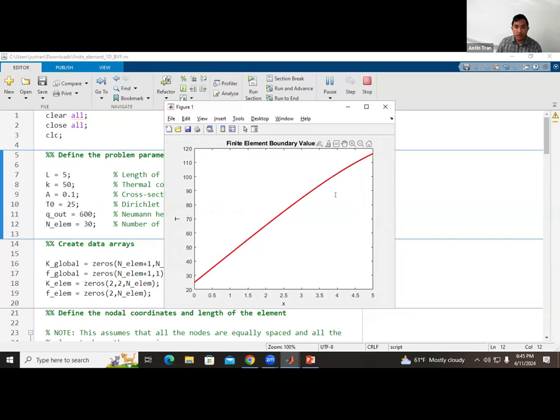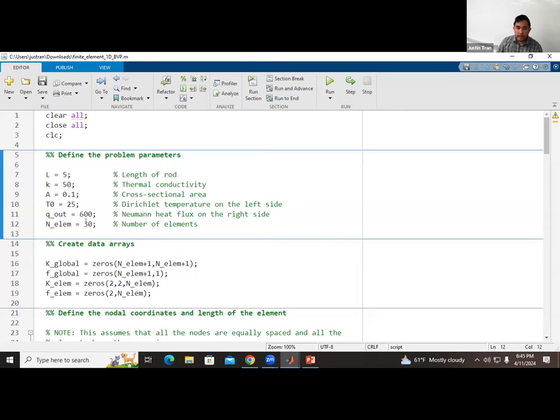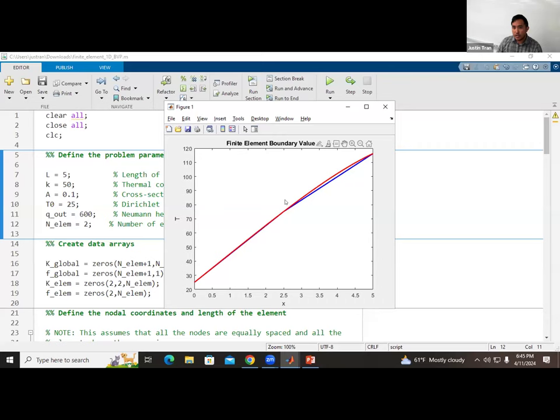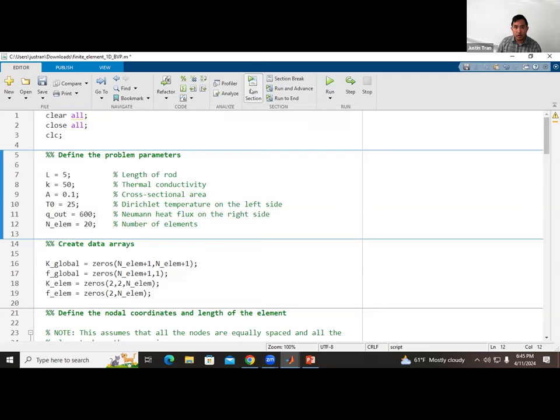And this code is actually flexible enough to adjust to however many elements you have. So this is the solution with two elements. You can see that there's some mismatch here. If we go up to 20 elements, then it improves.